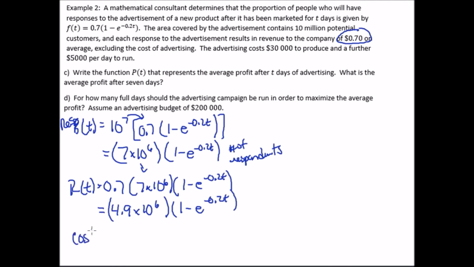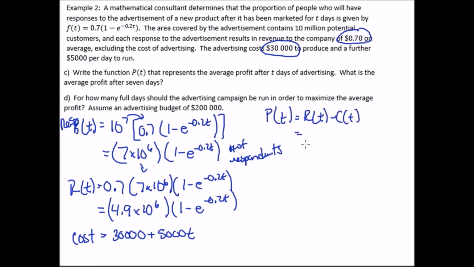Now, the cost for the advertisements. Okay, it says up here, advertising costs is $30,000 to produce the actual advertisement and $5,000 a day to run it. Okay, so it's 30,000 plus 5,000 per day, and that's the cost. Okay, so if we're actually just talking about profit, let's think of a profit function. So we're going to do the revenue minus the cost. Okay, the revenue, 4.9 times 10 to the 6 times 1 minus e to the negative 0.2t, minus, and then the cost, remember the cost is going to be in brackets. So we're actually going to subtract $30,000 and we're going to subtract again 50,000t.